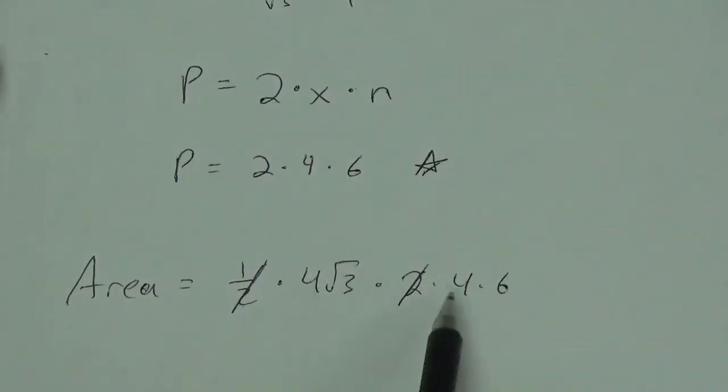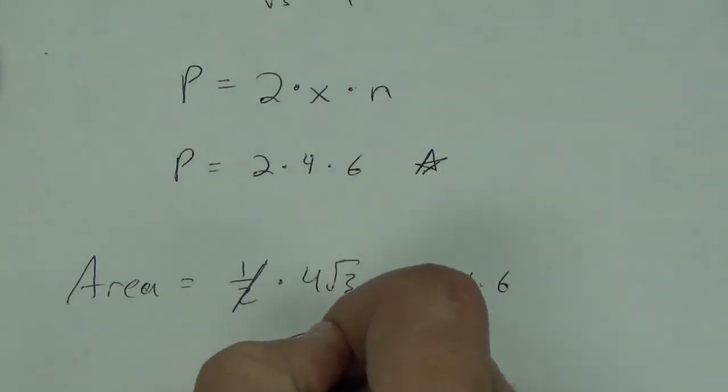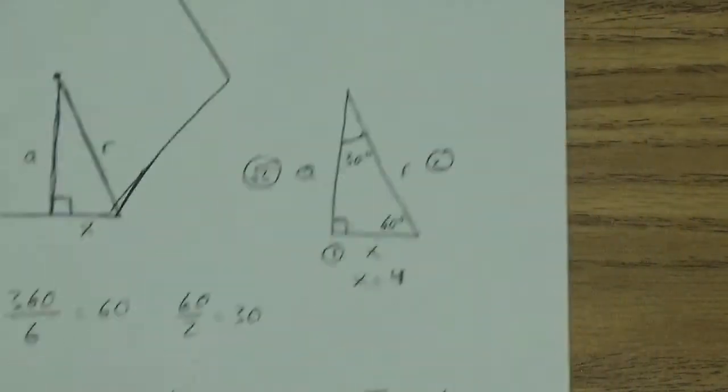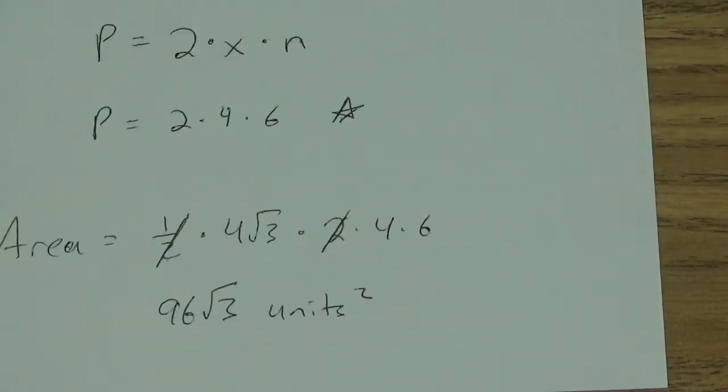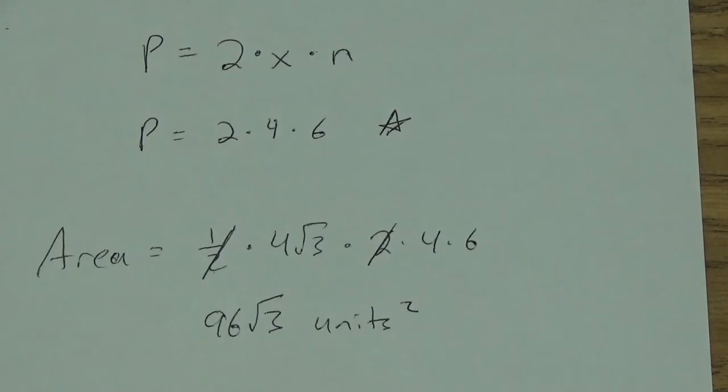So all you have to do is take 4 times 4, 16. 16 times 6 is 96. Put the √3 on there, 96√3. And a label, I didn't actually give a label on this one, so units squared. Remember, it's area, so squared, 96√3 units squared. That's the area of that hexagon.